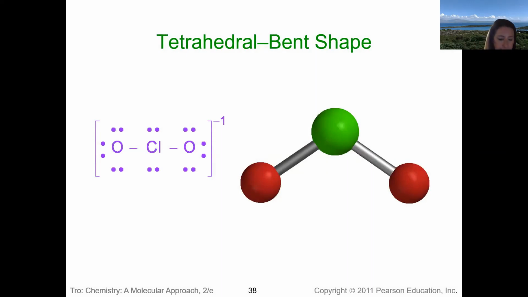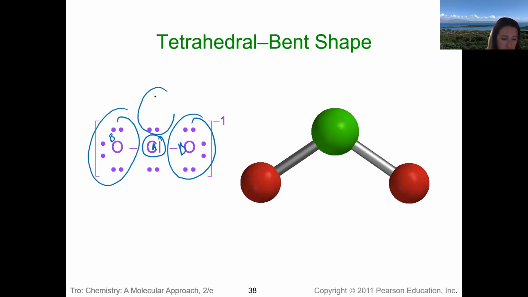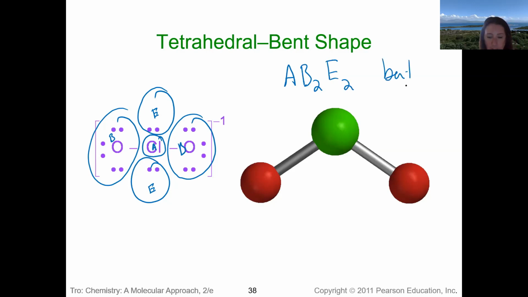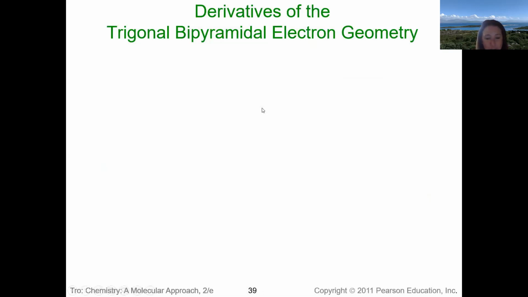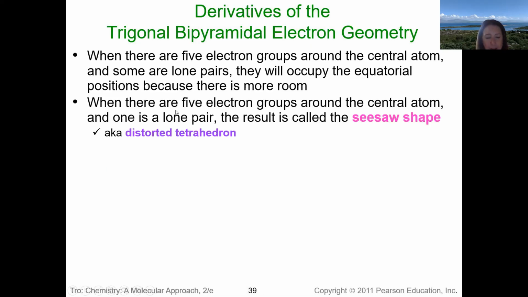All right, let's look at this one. Here's our A, B, B, E, E. So AB2E2, bent, less than 109.5. Right? And again, 109.5, because still 4 things. That's where we get that bond angle. And we say it's less than 109.5. Okay, now these next ones we're going to talk about are a little more tricky. When we get into lab, they'll make more sense.